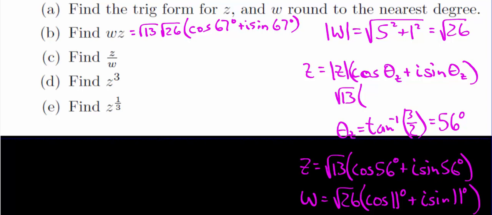Now, if we divide, we're going to take the square root of 13 divided by the square root of 26 times cosine. Now I'm going to subtract. So I take 56 minus 11. So that would be 45.